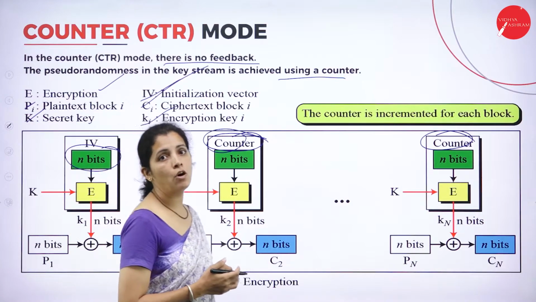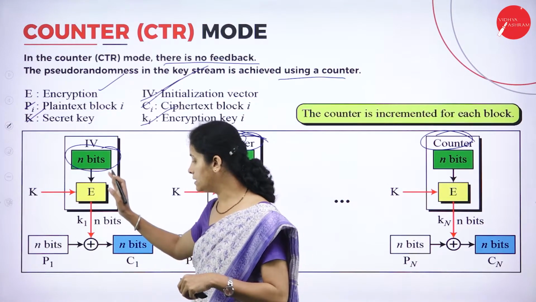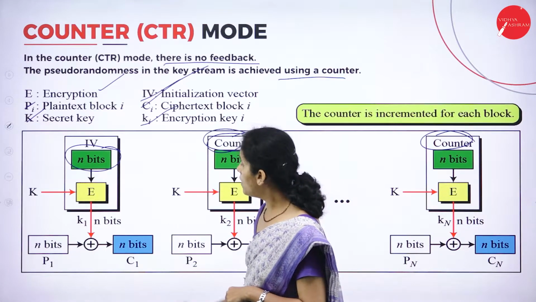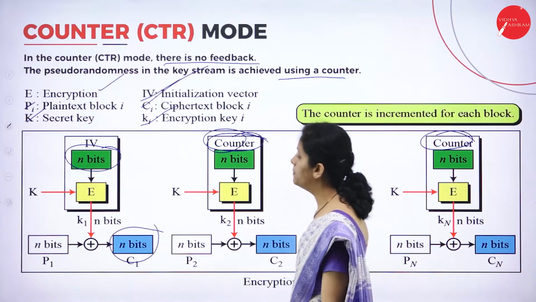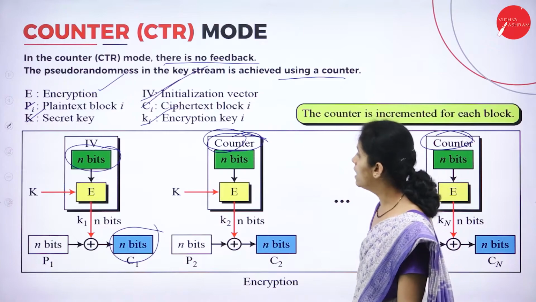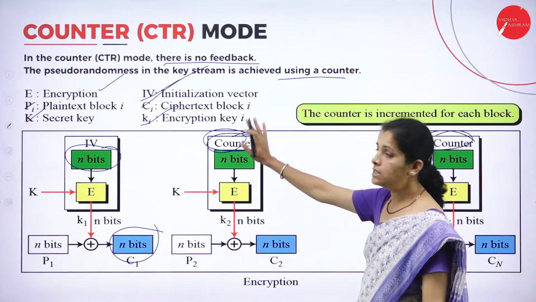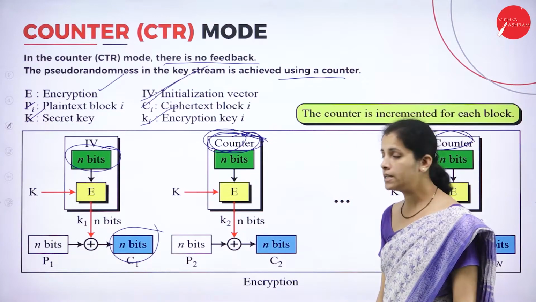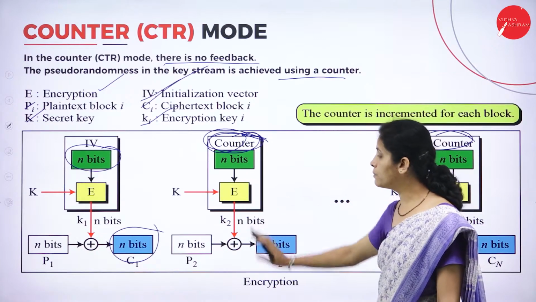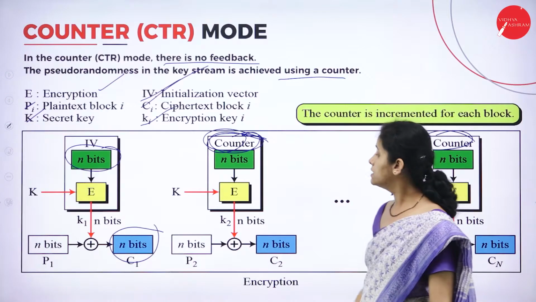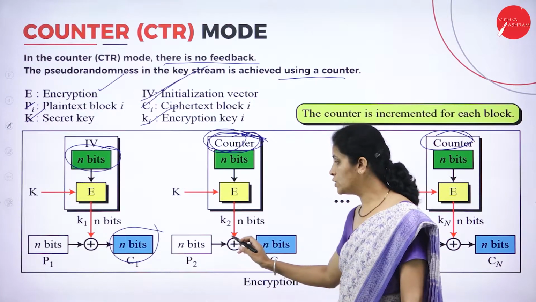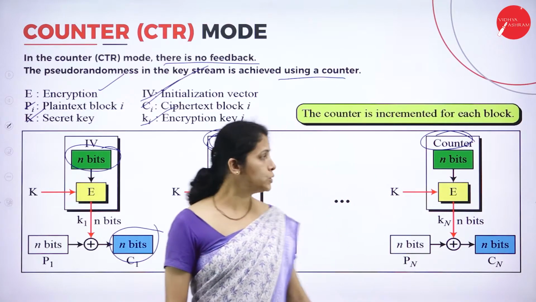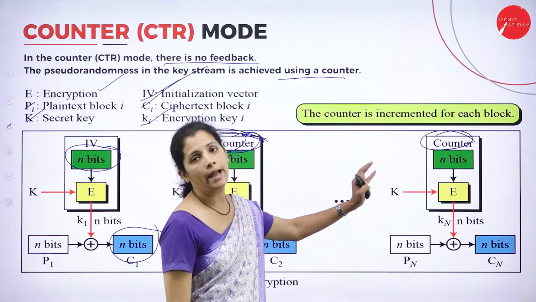After applying the encryption algorithm, I get the ciphertext, and that is the input to the XOR operation with the plain text. Now I get the output, n bits, which is once again the ciphertext. If I consider the next block, instead of the initial vector I have the counter, and this is the input to the next encryption function. Whatever output I get from the encryption function is the input to the XOR operation with plain text 2. After that I get the ciphertext, and this continues until I reach the nth block.